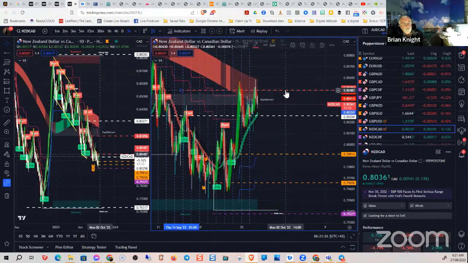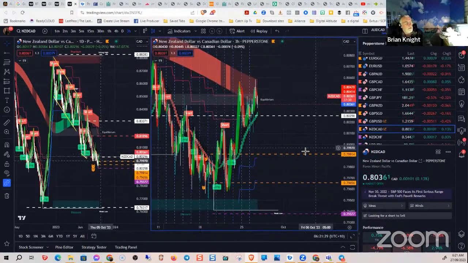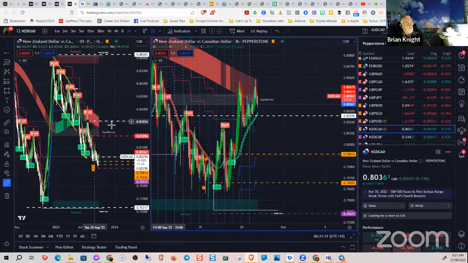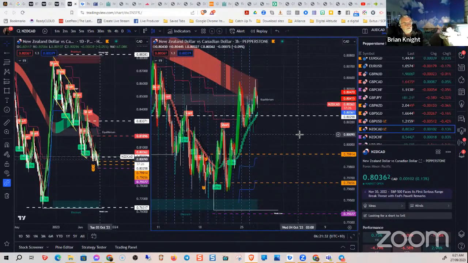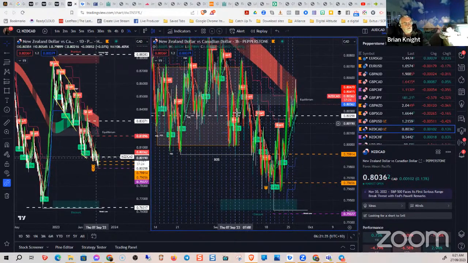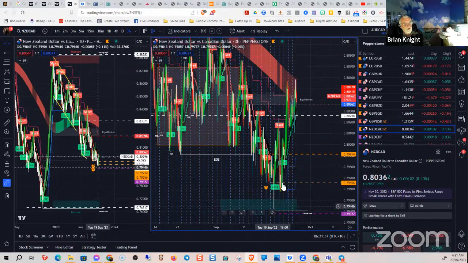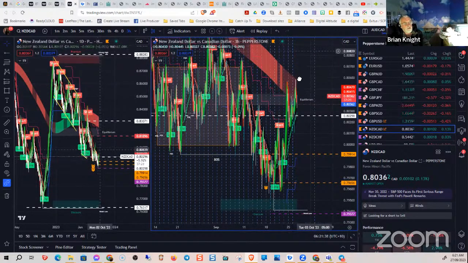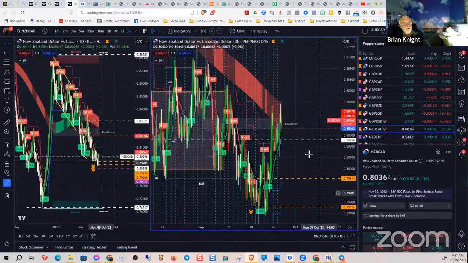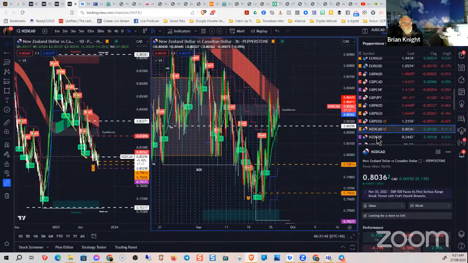Let me just get rid of that one. And you can see where I've looked at that to potentially, you know, in that box. So what it's done is it's broken out of the bottom. Now it's pushed back up. At some point here, we're going to get a pushback down. It's pretty choppy, this one normally.